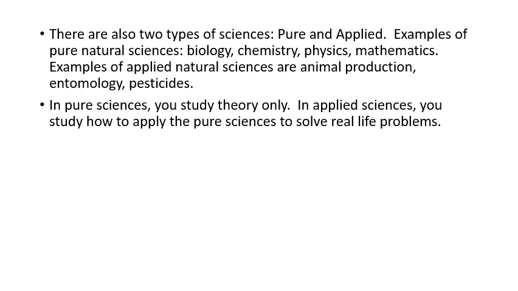Also another classification of sciences, we have pure sciences and applied sciences. Pure sciences, applied sciences. Examples of pure natural sciences: biology, chemistry, physics, mathematics. Examples of applied natural sciences: animal production, because in animal production you have the theory of zoology, the science of zoology, and you are applying the principles of the science of zoology on breeding and producing animals, meat and milk and wool and so on.